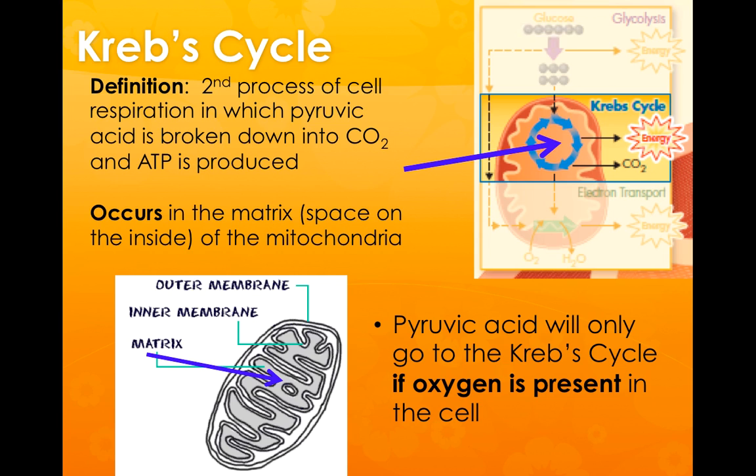Where does Krebs cycle occur? It occurs in the very interior of the mitochondria in the matrix. When you saw the picture of the mitochondria structure early on in the slides, that was the blue portion of the mitochondria. This is where the Krebs cycle is taking place. And again, the Krebs cycle will only take place if pyruvic acid enters the mitochondria when oxygen is present in the cell.